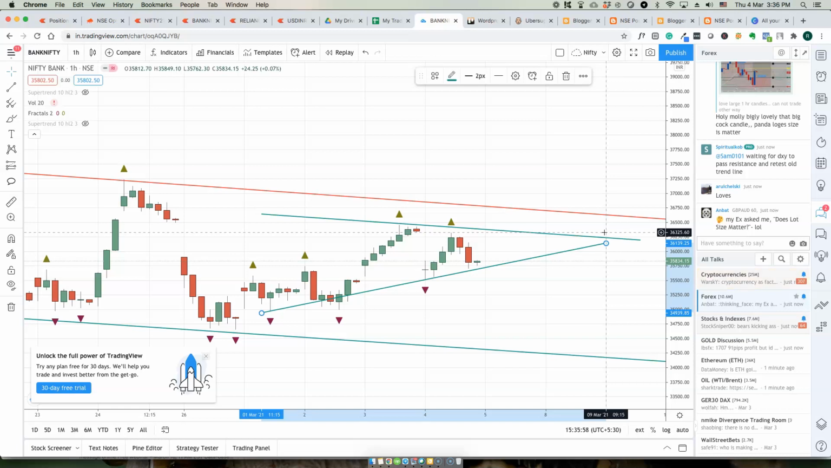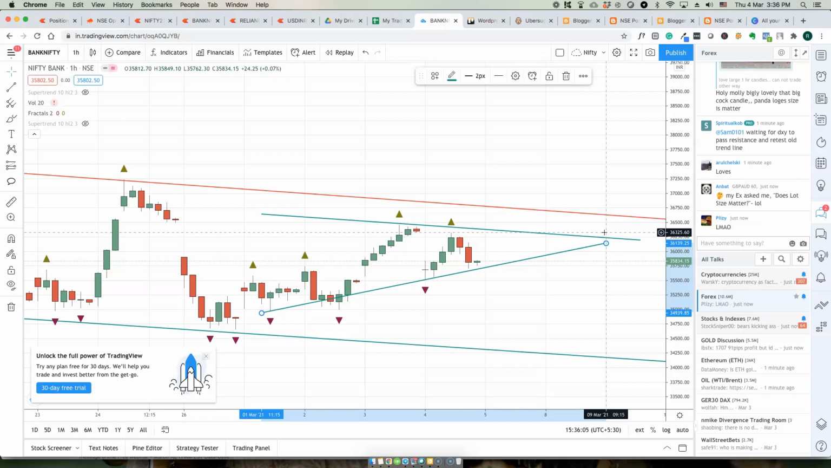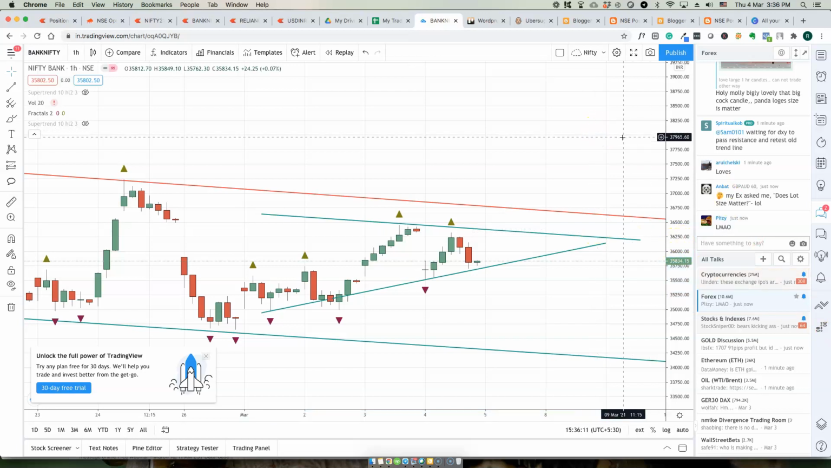So there will be around a 600 point range. If it breaks that 600 point range, it will either move upwards or downwards. This is the expectation for tomorrow. Also, it's a Friday, so don't expect too much activity in the indexes. It will be consolidation tomorrow.